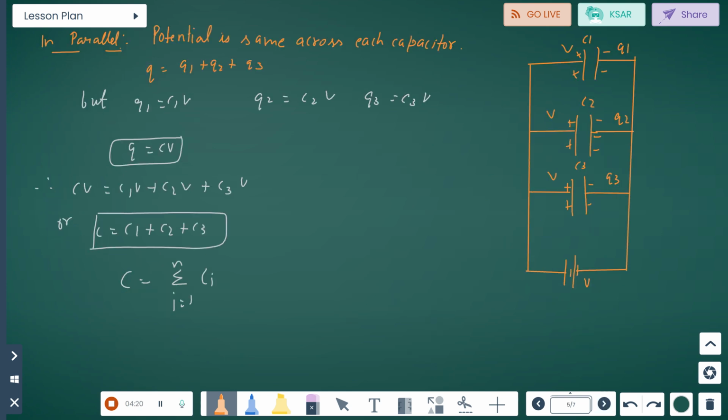Similarly for parallel combination, the potential is the same. So Q equals Q1 plus Q2 plus Q3, where Q1 equals C1V, Q2 equals C2V and Q3 equals C3V. We have capacitors C1, C2, C3 with charges Q1, Q2, Q3. Then Q equals CV equals C1V plus C2V plus C3V. So we get C equals C1 plus C2 plus C3, the summation from i equals 1 to n of Ci.